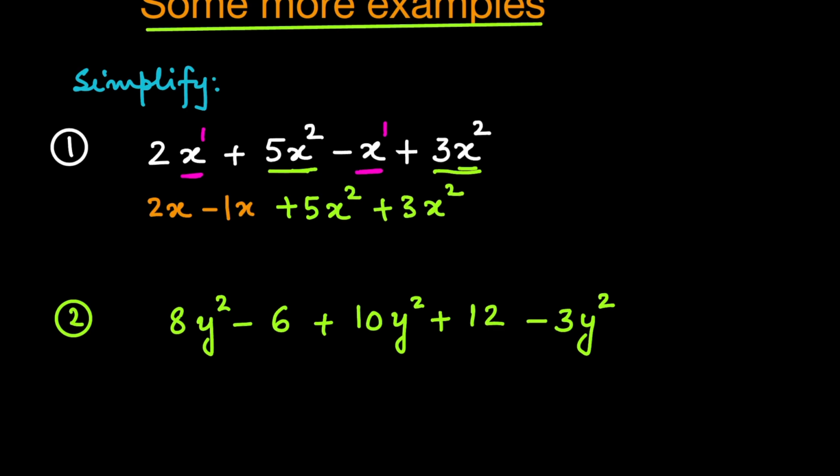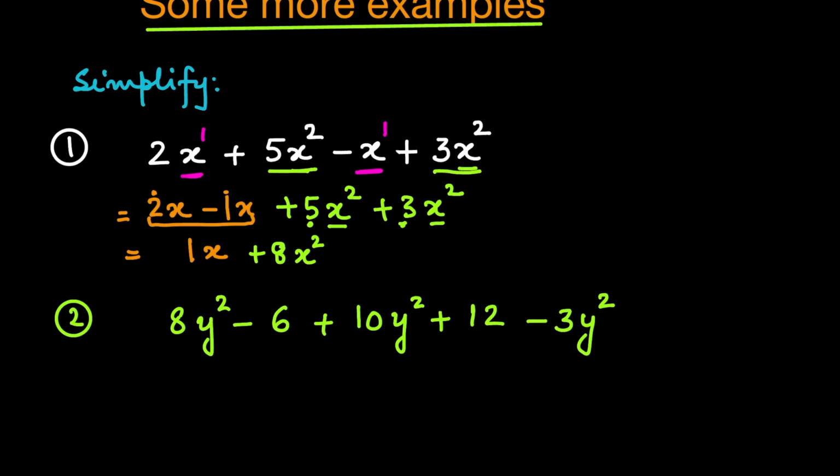Then for the first, these two, so we write the answer as, so variable is x, exponent is 1, and 2 minus 1 will be equals to 1. Then we go to the next, x square, so we write x square, and 5 plus 3, so it becomes positive 8. So this is the answer for such questions. Then going to the next one now.